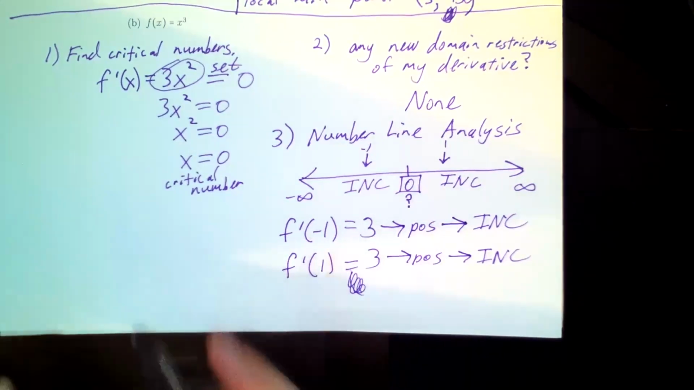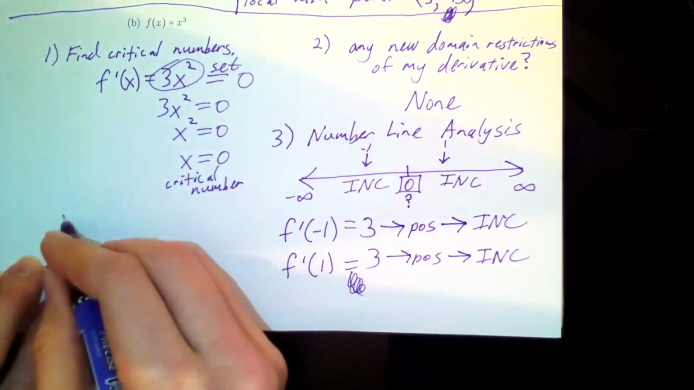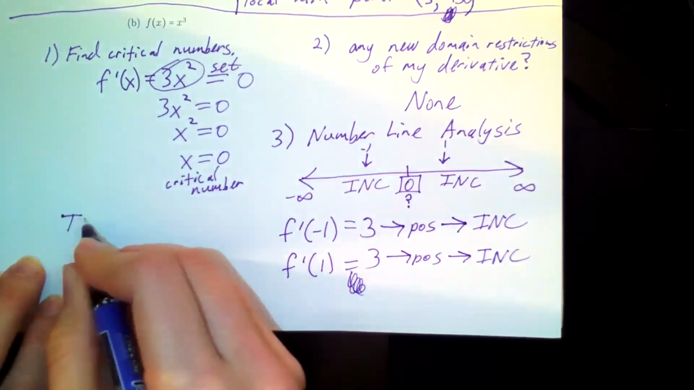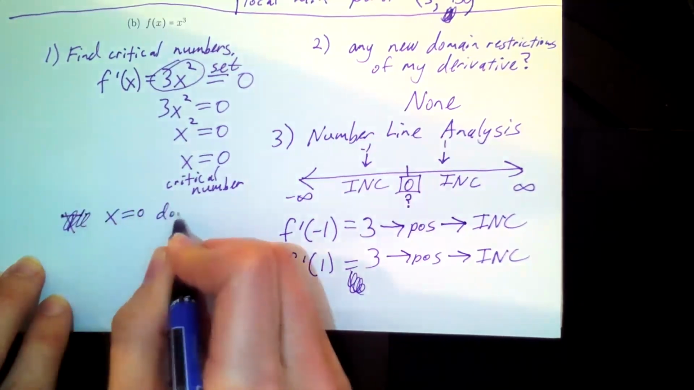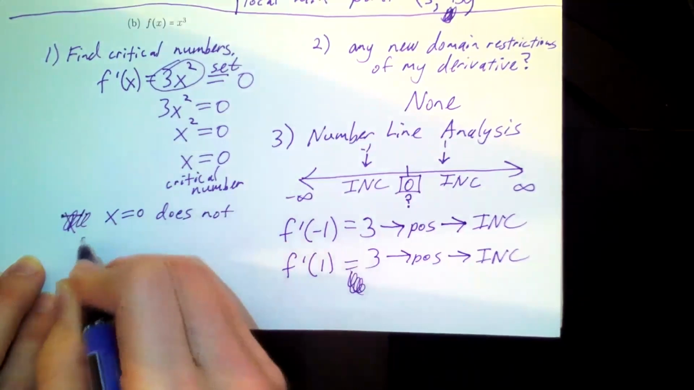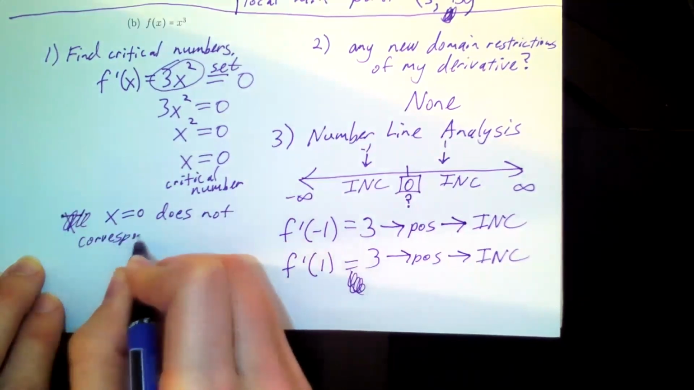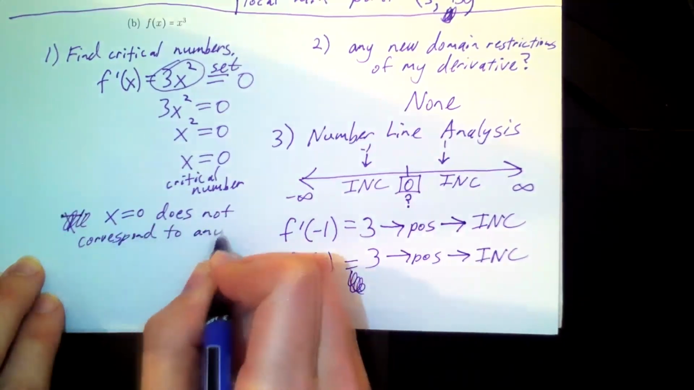So our conclusion here is that, well, first off, let's say that x equals 0 does not correspond to any local extrema.